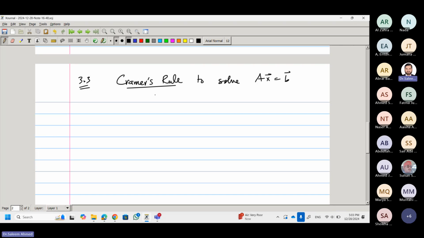If linear equations are given, you will write it in matrix form AX equal to B. You will find the determinant of A. It has to be not equal to 0. Because if it is 0, you cannot apply Cramer's rule.